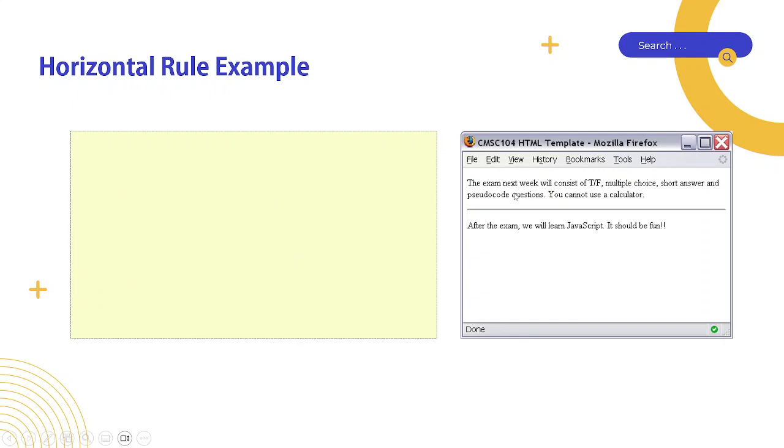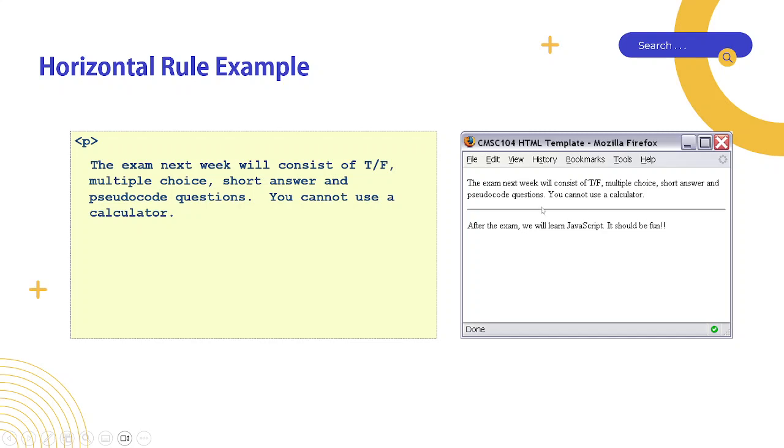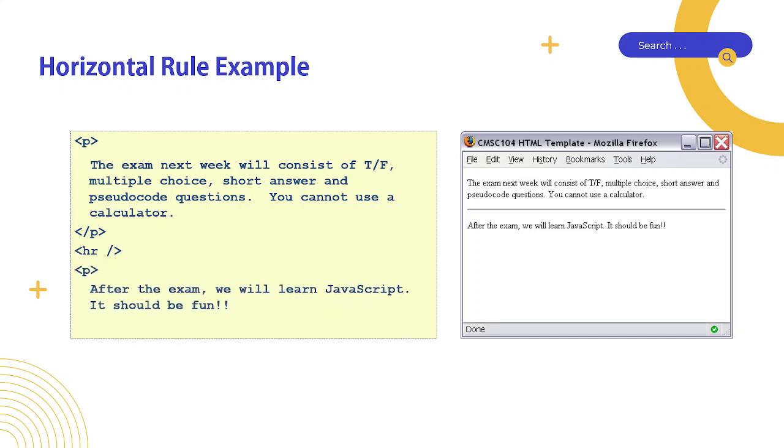Okay, next. So this one, what is the code for that one? Should be P or the paragraph. Then how to code this one? This line here, the horizontal line. Okay, you should write there the HR, then that forward slash, and then greater than sign, a symbol. Okay, and then another paragraph. After the exam, you learn JavaScript. It should be fun. Then close it. So this is its output.